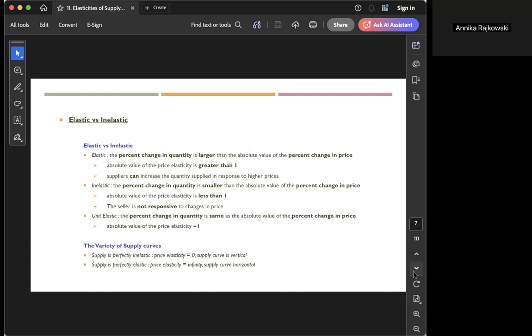Theoretically it exists, but in real life you would see most cases in between perfectly inelastic and perfectly elastic. Perfectly elastic supply is where elasticity is infinite and the supply curve is horizontal. Even a tiny change in price will cause extremely large changes in quantity supplied. These extremes are very rare, but they help us understand the concept. So try to remember them.